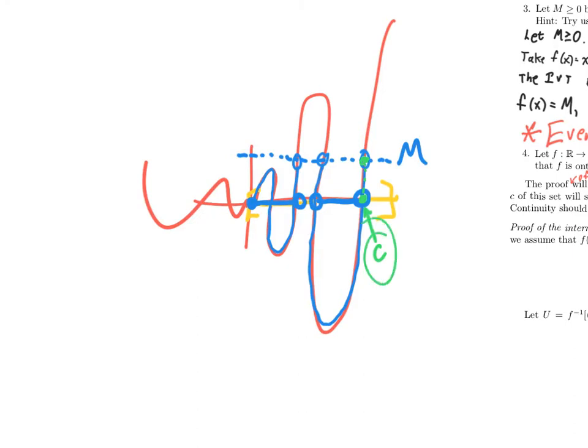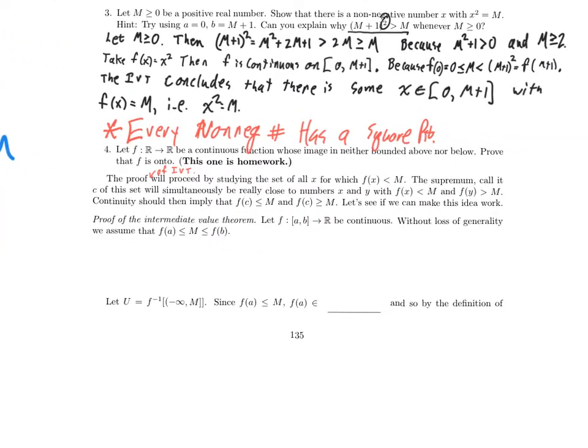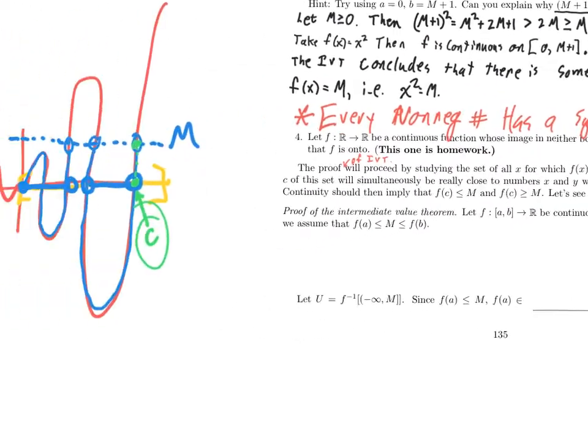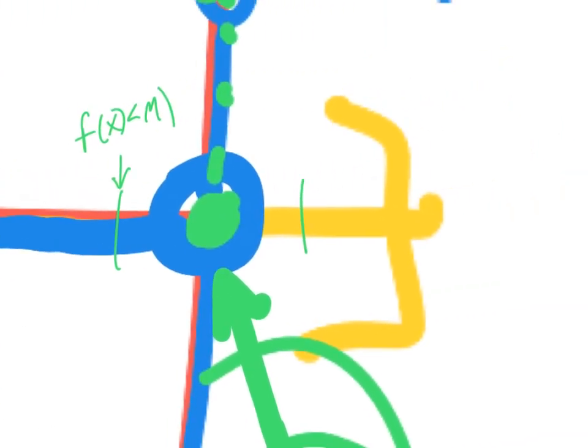I want to study the set of all x's where f of x is less than m. I want to take the supremum and try to show that f of the supremum is exactly equal to m. And here's going to be the trick. If you look at C, zoom in really close. If you look a little bit to the left of C, notice that's in the blue set. So this input will have f of x less than m. If I look a little bit to the right, I'll see something that's not in the blue set. That thing will have f of x bigger than or equal to m.